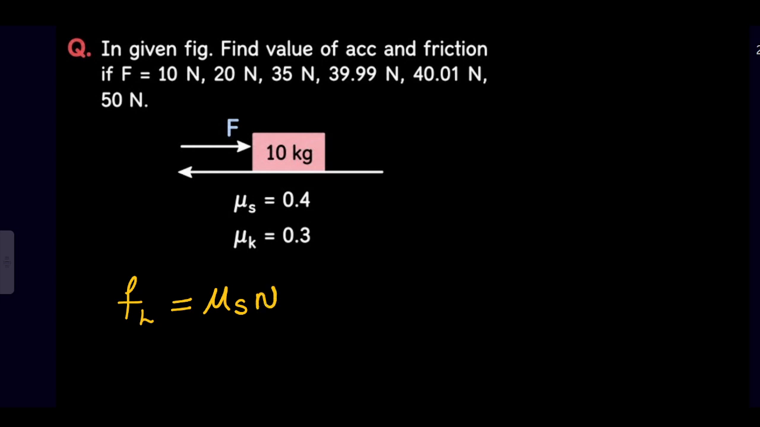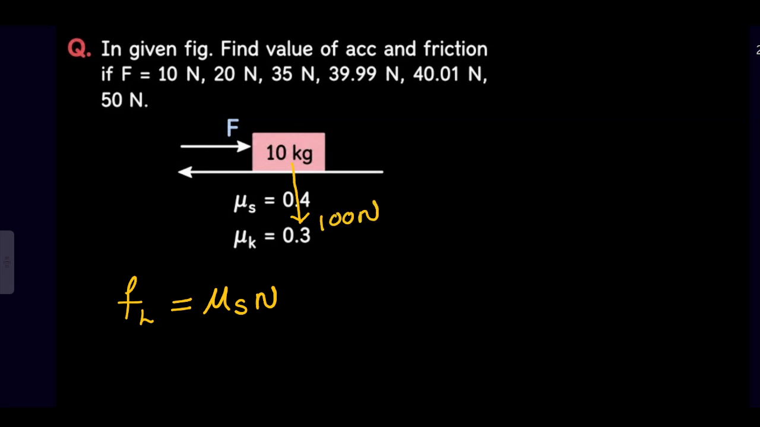Mu s is the coefficient of static friction. N is the normal reaction. We need to find it from the block figure. Look at the block here. The weight of this block acts vertically downward. How much is the weight? mg, that is 100 newtons, in the downward direction.